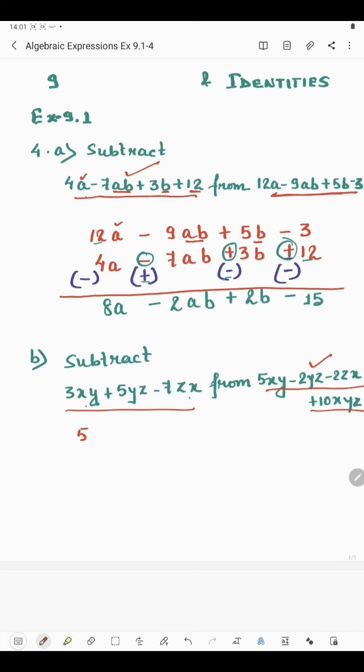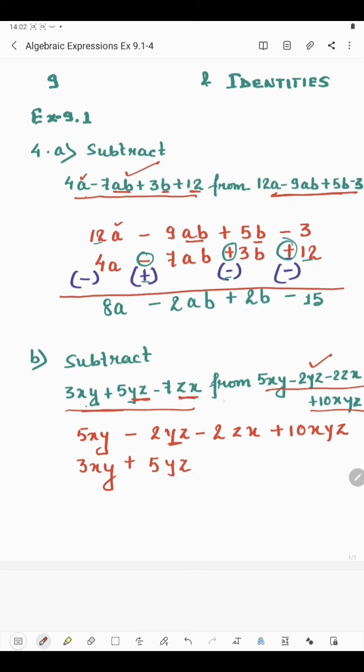So it's 5xy minus 2yz minus 2zx plus 10xyz. Okay, now we will put this expression below this. Now we will have to check the similar terms. Here we have xy, so we will have to put 3xy below 5xy. Now the yz term is here. So below minus 2yz we will have to put plus 5yz.